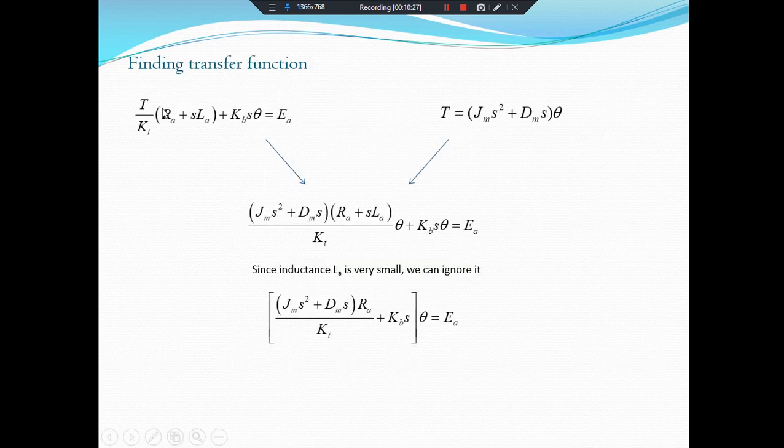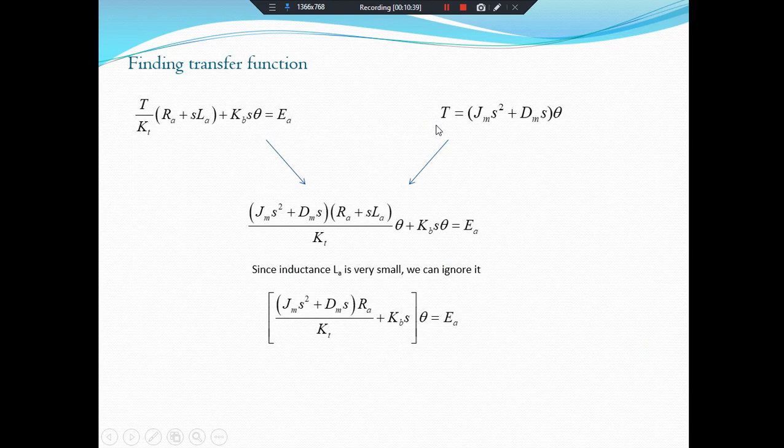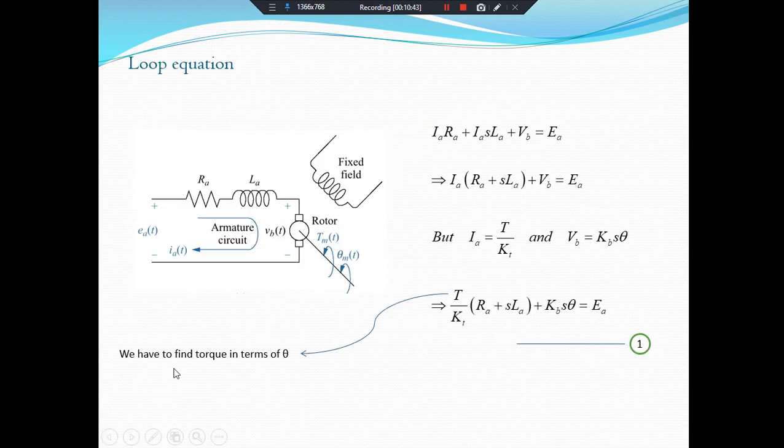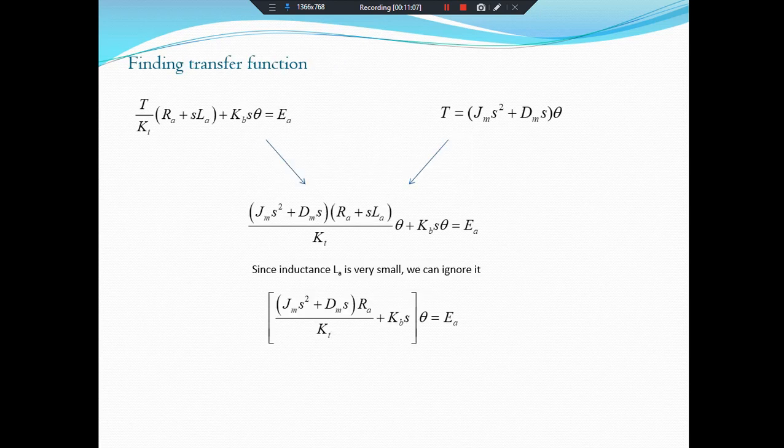Now finding the transfer function, as we have written this equation in the previous slide, equation number 1. Actually, we have to find torque in terms of theta, so we try to write the value of torque in terms of theta. The way we write it is that applied torque is equal to the sum of impedances into the angular displacement of the shaft. So we put the value of torque T in this equation, and we will get the equation Jm s square plus Dm s plus Ra plus s La, times theta, plus Kb s theta.